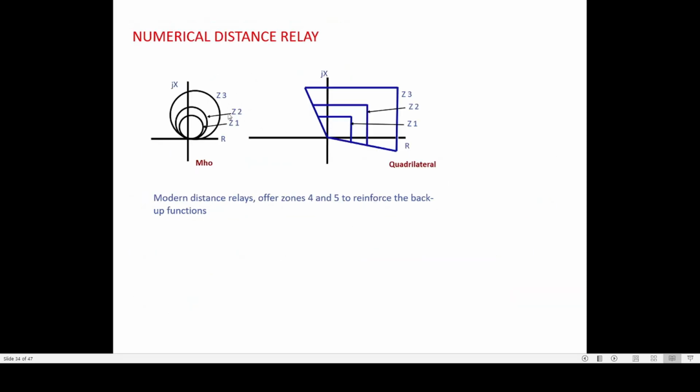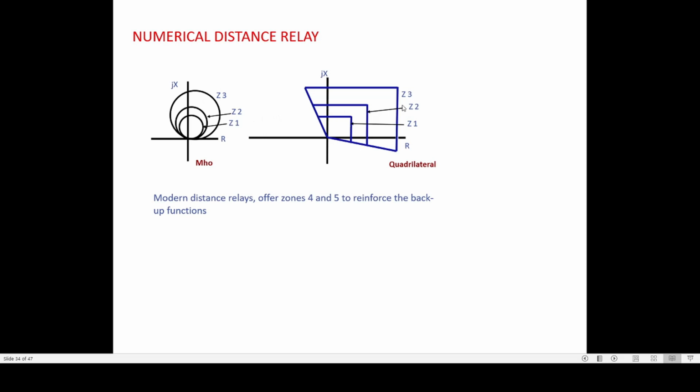Now this is the basic characteristic. Basically, these three circles are drawn. This is showing zone 1, followed by zone 2 and zone 3. And the diameter of each circle is basically the total impedance that is set up to that point. So zone 1 is 80% of line length or 80% impedance, zone 2 is 120%, and zone 3 is the total impedance up to the remote end line.